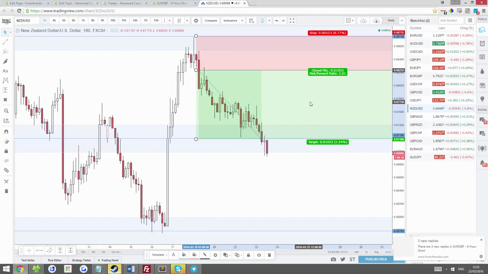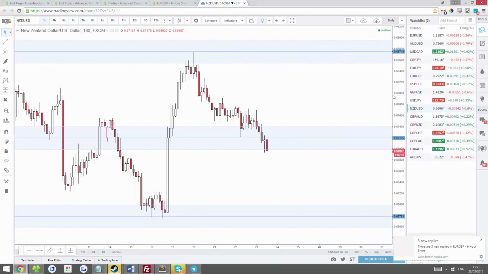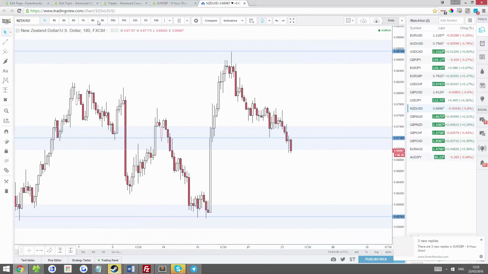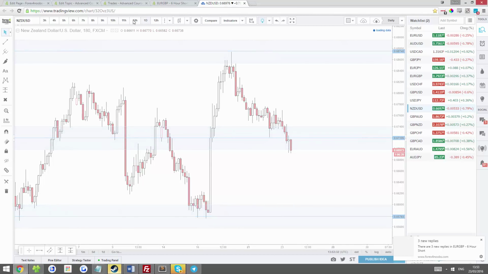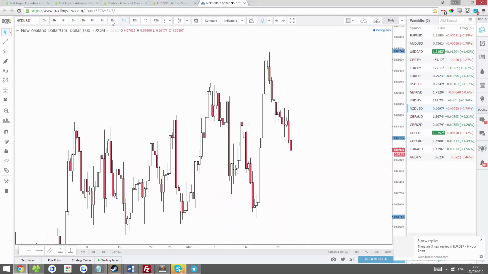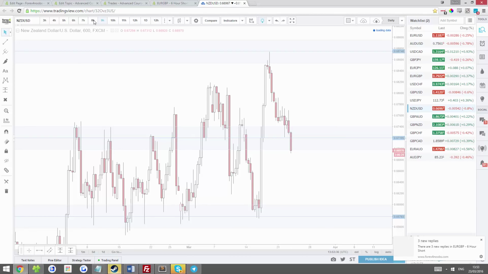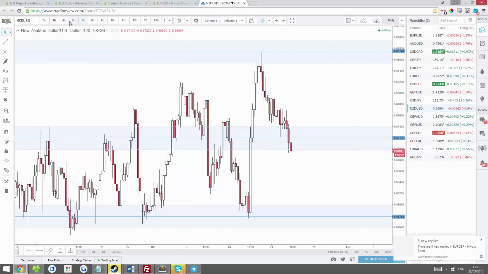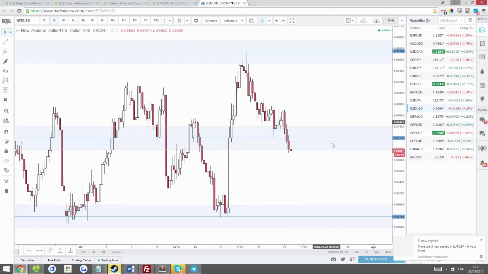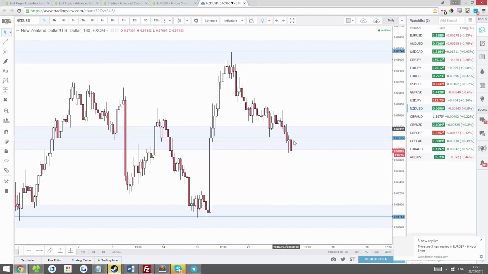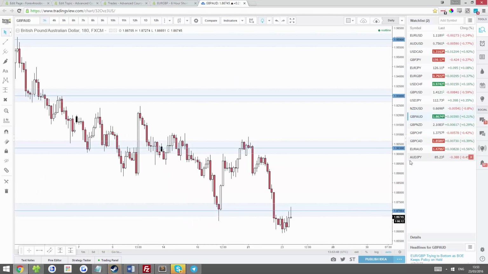New Zealand USD. Let's look at what New Zealand USD is doing. Sitting on an area of support, so it's just another one of these ones where you want to keep an eye on it. Whenever a price is sitting on an area of support, it's a good idea to keep an eye on it, but there's no indecision, so there's no potential for a trade right now. I think GBP AUD is the last one we're going to do.